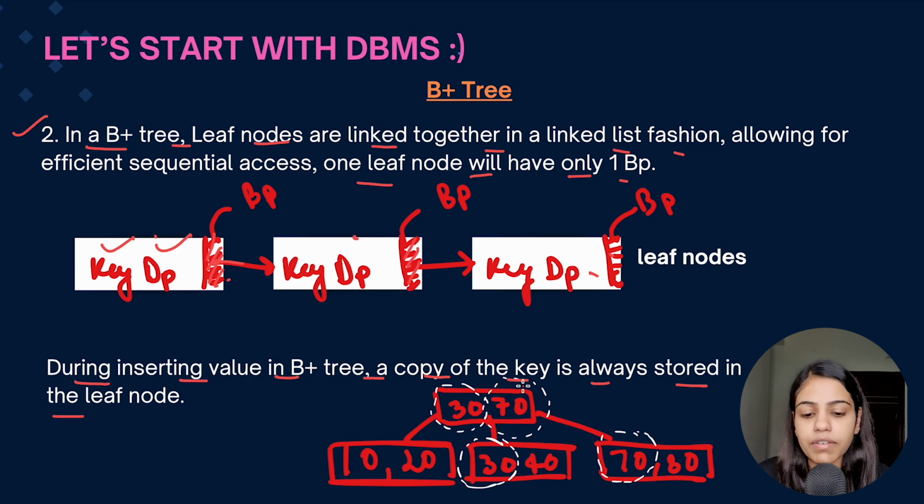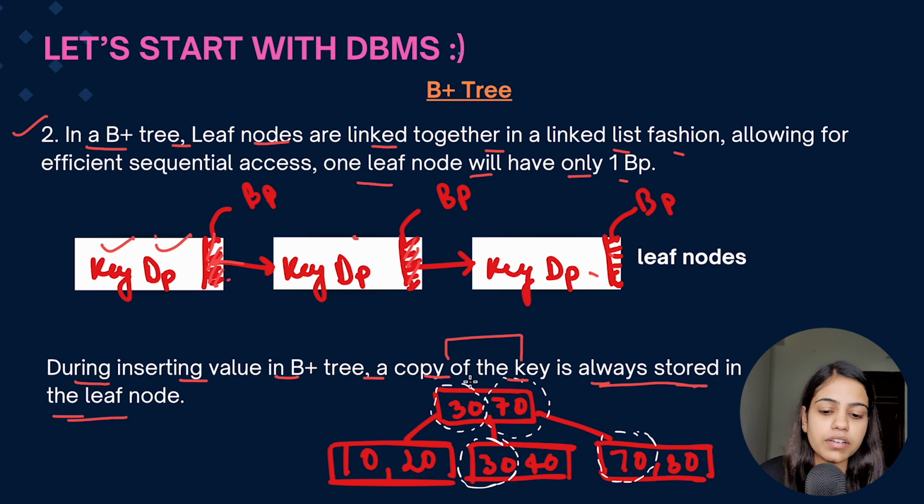So what will happen is that whenever we insert any value in the B plus tree, the leaf node always has a copy of that particular key in a sorted manner. So here if I am inserting 30 and 70, in the leaf node I'll be having a copy of 30 and 70. Because in the leaf node we have the data pointers, in the internal nodes we don't have any data pointers, we only have keys.